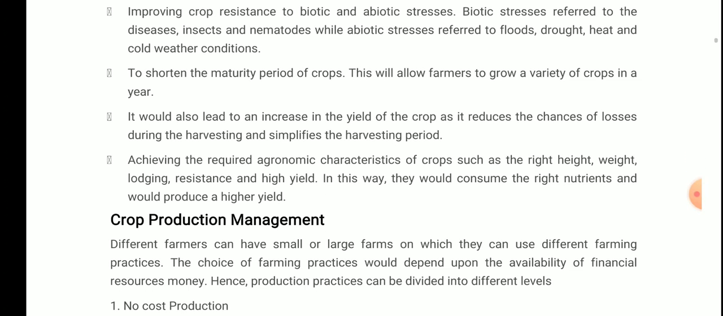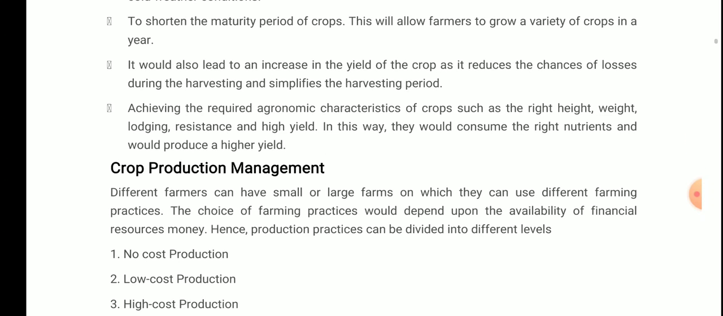Next is crop production management. Different farmers can have small or large farms on which they can use different farming practices. The choice of farming practices would depend upon the availability of financial resources, money. Hence, production practices can be divided into different levels. Now, what are those different levels? No cost production, low cost production and high cost production.